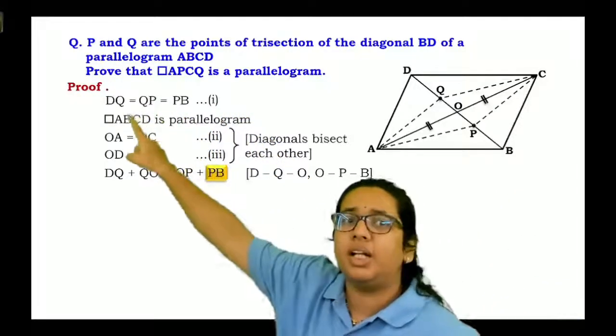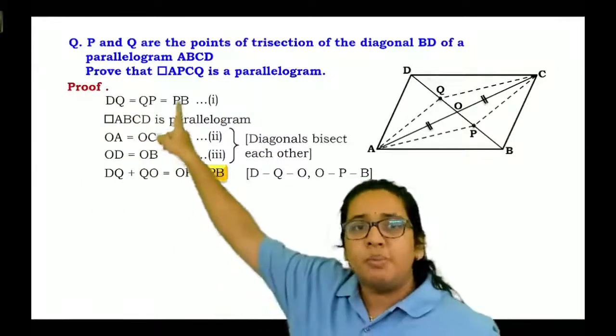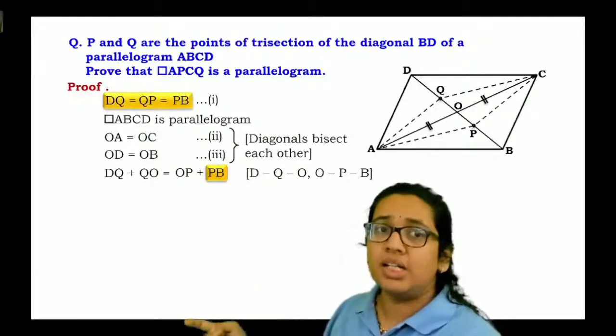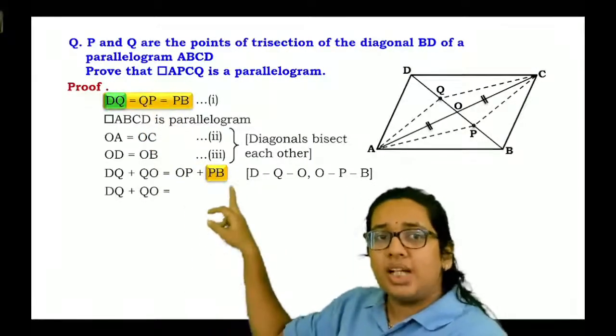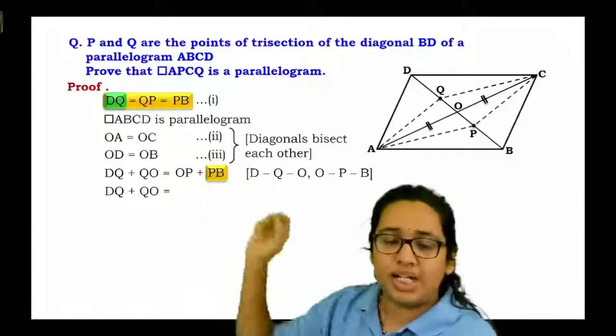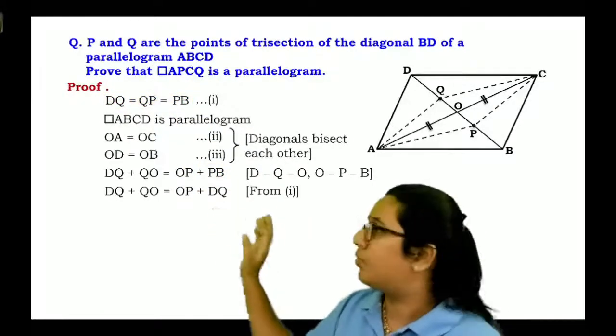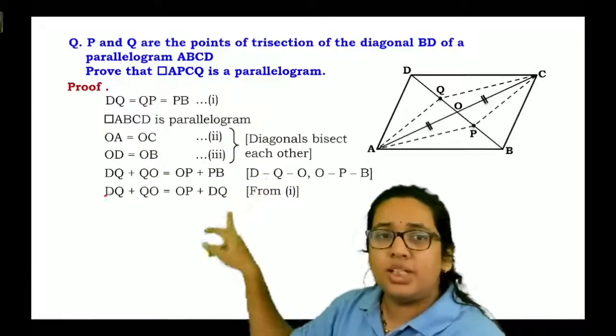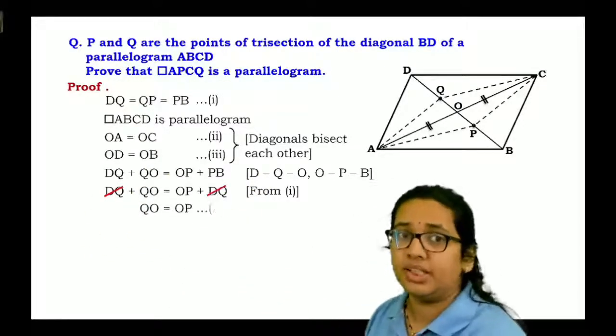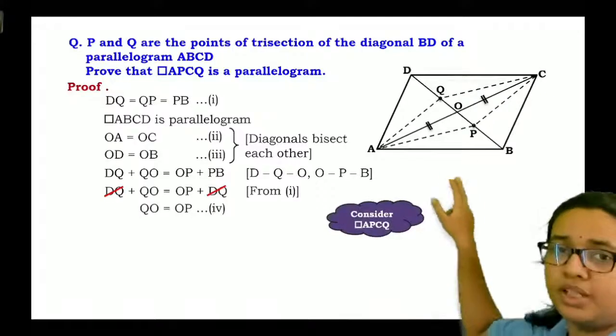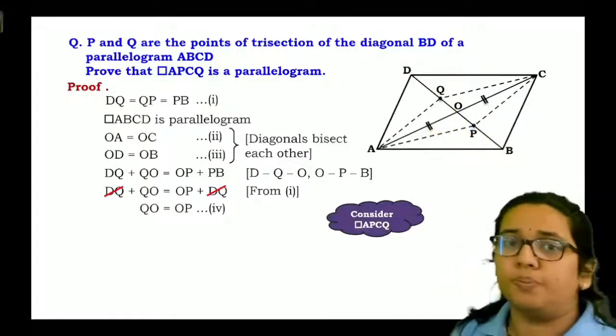देखो, PB and DQ are equal. So we can replace this PB by DQ again. So from this, DQ will get cancelled and we will get that OQ equals to OP.